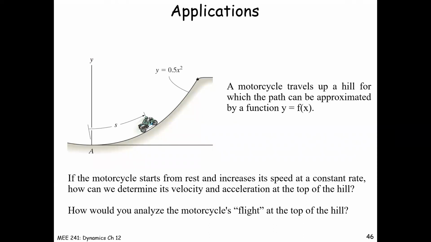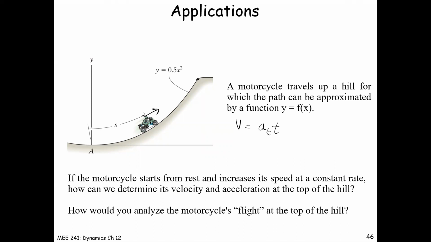So we know that the motorcycle is starting from rest and then it's increasing its speed at a constant rate. Right? How can we find its velocity and acceleration? We know the velocity will be related only to the tangential acceleration, right? So if it's increasing at a constant rate, the acceleration is constant. So the velocity at any instant, at time t, is going to be equal to a_t times t, because we integrate the tangential acceleration, and then v is going to be equal to a_t times t.